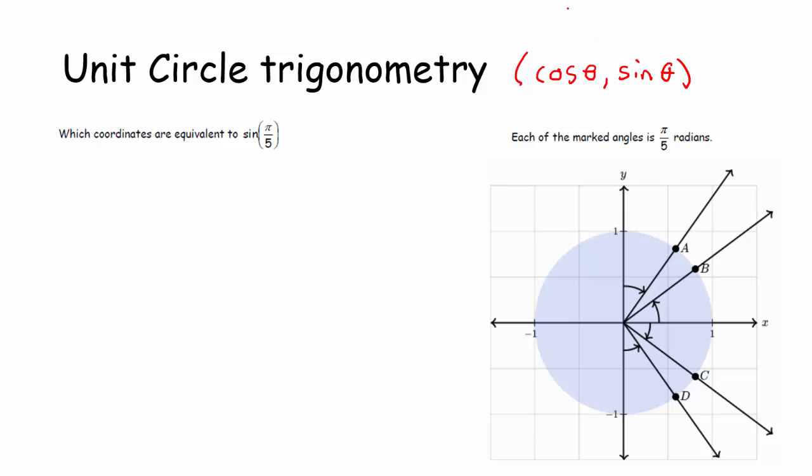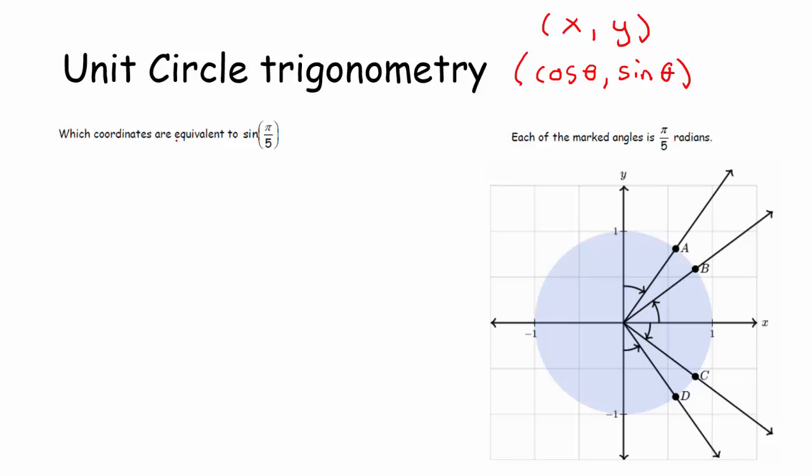are cosine theta comma sine theta. So any point on the unit circle, x comma y, the x-coordinate of that point is going to be equal to the cosine of the angle in standard position, and the y value of that coordinate will be equal to the sine of the angle. So let's do this problem.